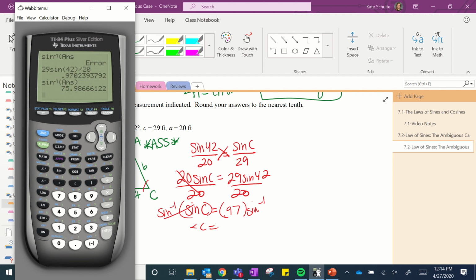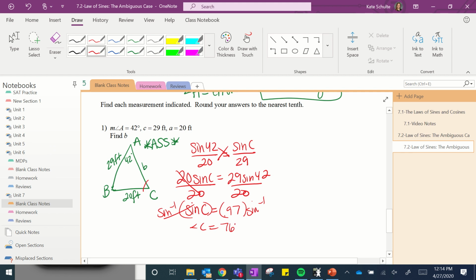Get 70, that's going to round up to 76 for angle C. All right, so I know we're going to at least have one triangle here because 76 plus 42 is less than 180. There's room for a third angle. But this is the ambiguous case.